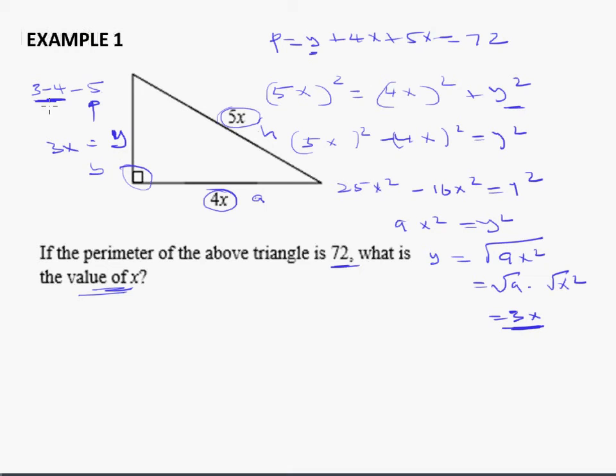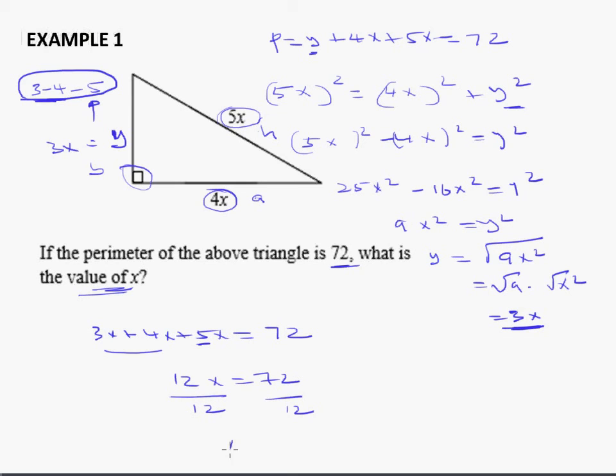That is why I said if you understand the 3, 4, 5 triangle, you didn't have to go through this Pythagoras theorem to find the value of y, but you would right away know that this is 3x. So now, since we know y is equal to 3x, we can therefore say that 3x plus 4x plus 5x is equal to 72. And this is 7x plus 5x, and that gives you 12x. So 12x is equal to 72, and therefore if I divide this by 12, divide this by 12, that gives me x is equal to 6, right?